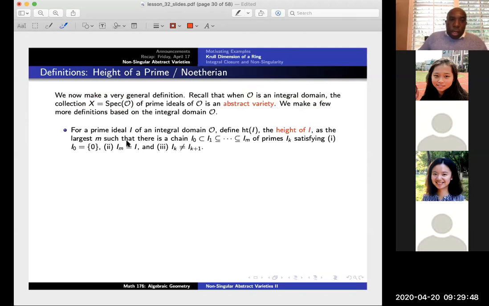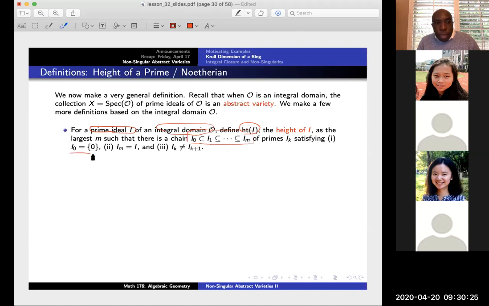So the first thing I'm going to do is talk about the height of a prime ideal. Given an integral domain O and a prime ideal I, let's define the height as the length of the largest chain of prime ideals. Here, I'm going to write down a chain I0, I1, I2, and so on, all the way through I sub m, that satisfies three properties.